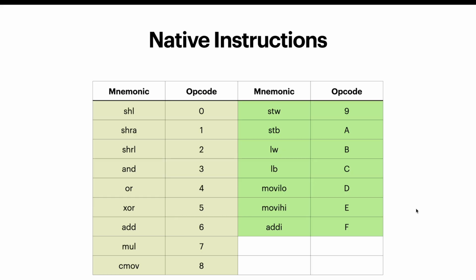Here are the 16 native instructions. They range from operations such as shifting, ANDing, ORing, XORing, addition, multiplication, conditional moves, loading and storing memory, and moving high 8 bits, moving low 8 bits, or adding 8 bits.